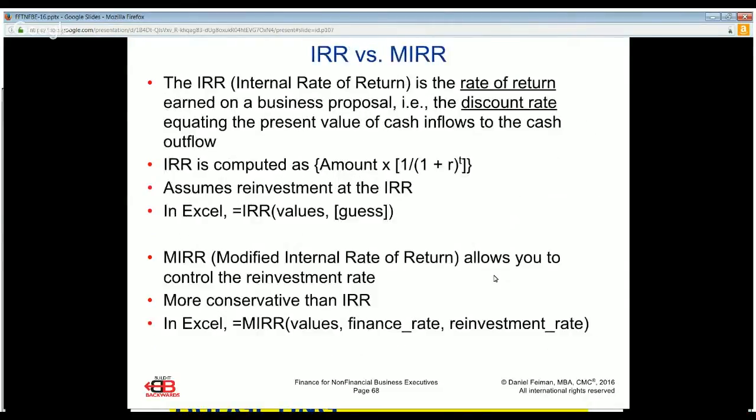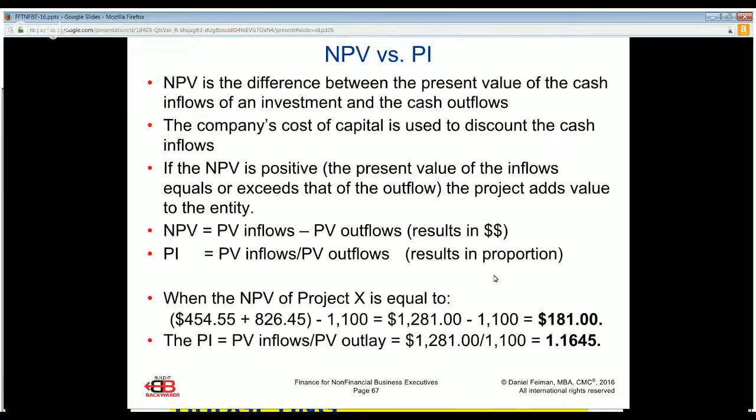The other ways to make a decision on a capital project, whether it's good enough or not, is to use the internal rate of return and the modified internal rate of return. Now, the two most common tools for many, many years around the world to judge projects were our net present value and our internal rate of return.